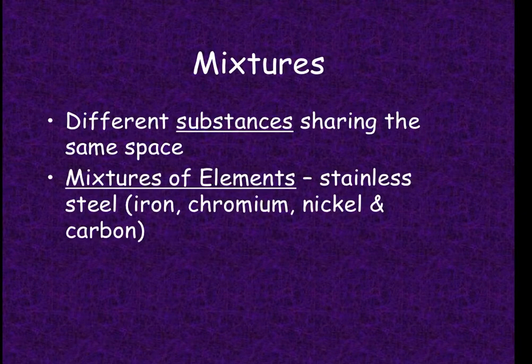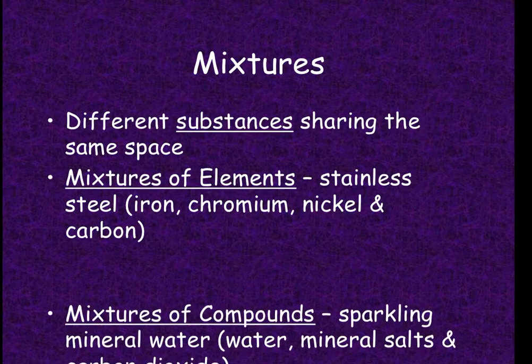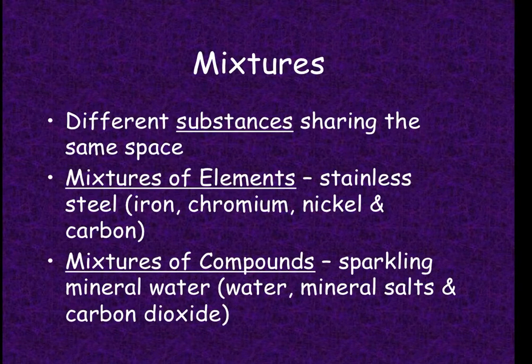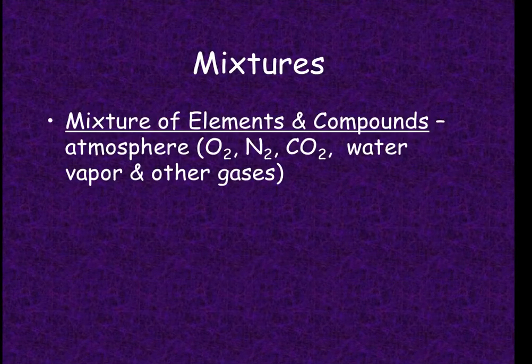We can have mixtures of elements. For instance, stainless steel is a mixture of iron, chromium, nickel, and carbon. And we can also have mixtures of compounds, like sparkling mineral water, where we have water, some mineral salts, as well as carbon dioxide in there to give it bubbles. We can also have other things that are a mixture of both elements and compounds. For instance, our atmosphere. It has elemental oxygen, elemental nitrogen, carbon dioxide, which is a compound, water vapor, which is a compound, and other gases that also exist both as elements and compounds.